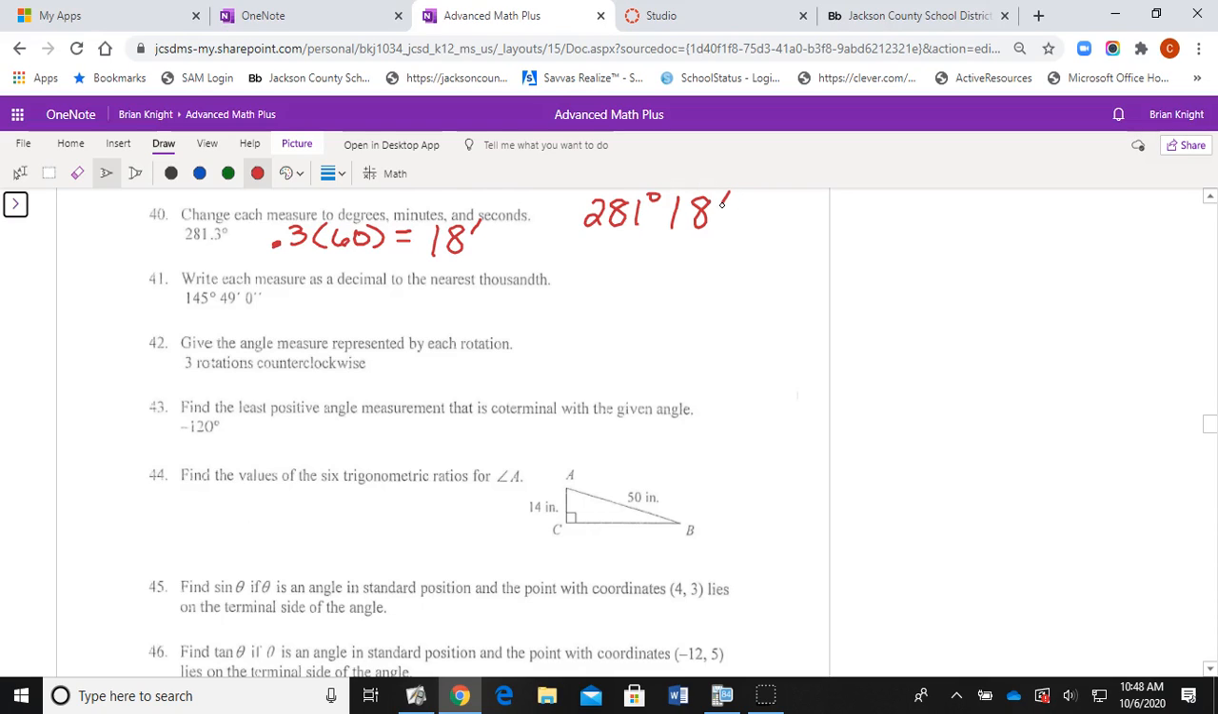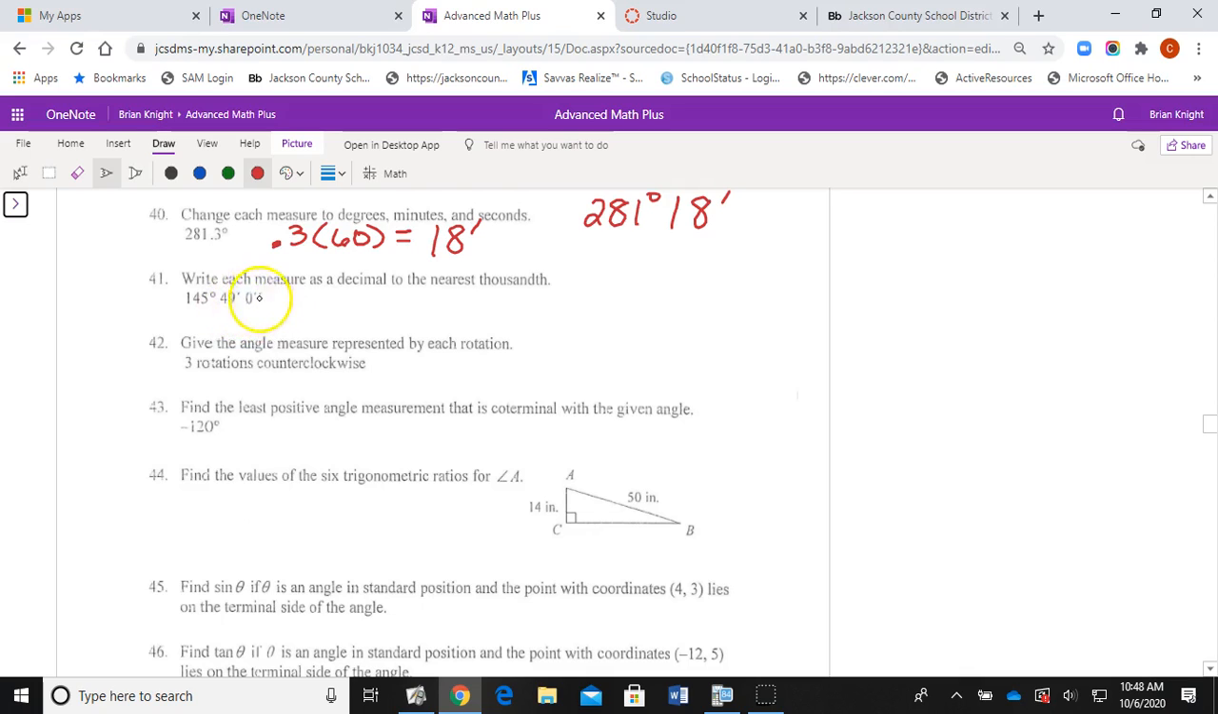Okay? If I had a decimal on the minutes, I would take that decimal and multiply it by 60 as well. All right. 41, you can also put in your calculator. Put it in there just like it is and hit enter, and it should give you the decimal form, I believe. I think it does that, okay? Or do it like you are here.